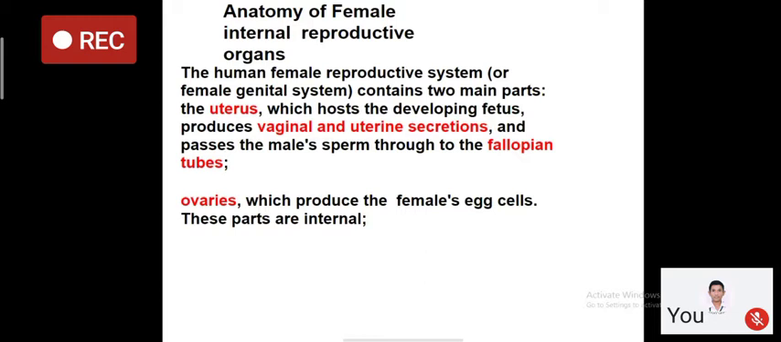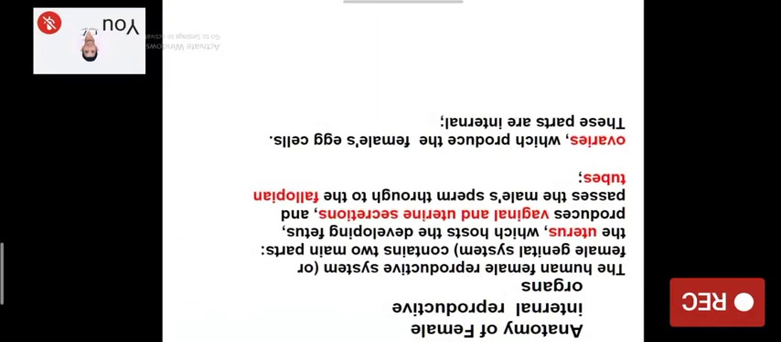So, the human female reproductive system, or the female genital system, contains two main parts. One is the uterus, another is the vagina, and the ovaries. The uterus hosts the developing fetus, and it produces the vaginal and uterine secretions as well, and passes the male sperm through to the fallopian tube. So the uterus is working as a system which is connecting the ovum to the sperm. Another important organ for the female reproductive system is the ovaries itself, which produce the female's egg cells.